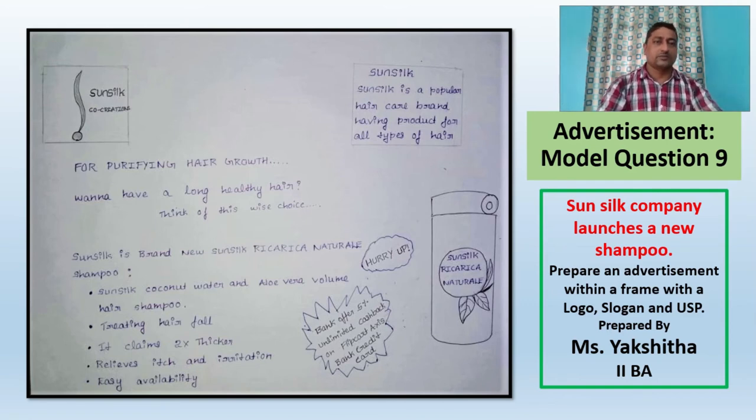Then we have, for promoting hair growth, want to have long healthy hair, so that's the slogan, right? Then think of this wise choice is there here. So the product name is also here, right? You can see that. Then USP is also used here, 6 points USP. And offer is touched. Hurry up is a catchy phrase that is used here, right? You can also observe the way space is arranged, where the image is placed, and the gap between the company name and the slogan, between slogan and varying font size.